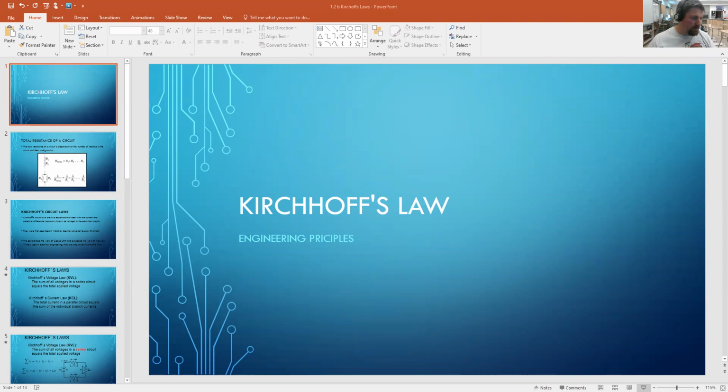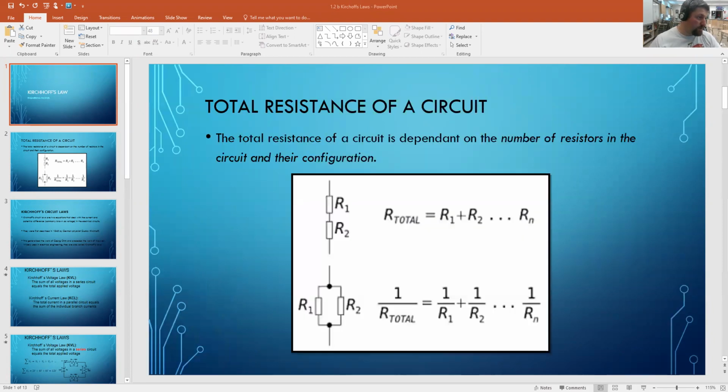Alrighty, today what we're going to be talking about is Kirchhoff's laws. You guys have already learned some of Kirchhoff's laws, but to remind you from our last PowerPoint about the total resistance of a circuit.